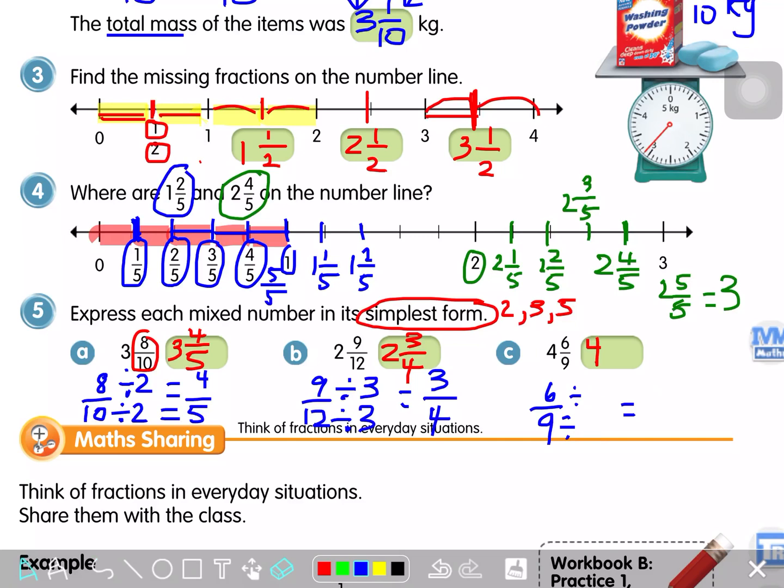3. Can 6 be divided by 3? Yes, and the answer is 2. And 9, can it be divided by 3? Yes, it also can be divided by 3. And the answer is 3. So 6/9 simplified equals 2/3, or 2 out of 3. So 4 and 6/9 in the simplest form is 4 and 2/3.